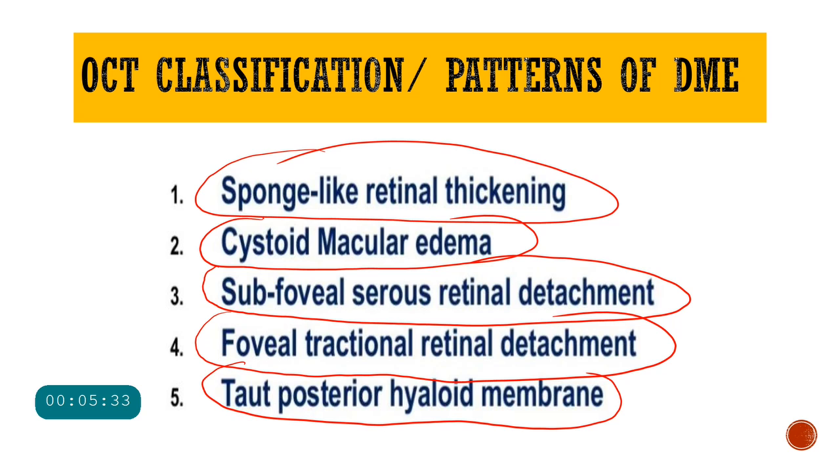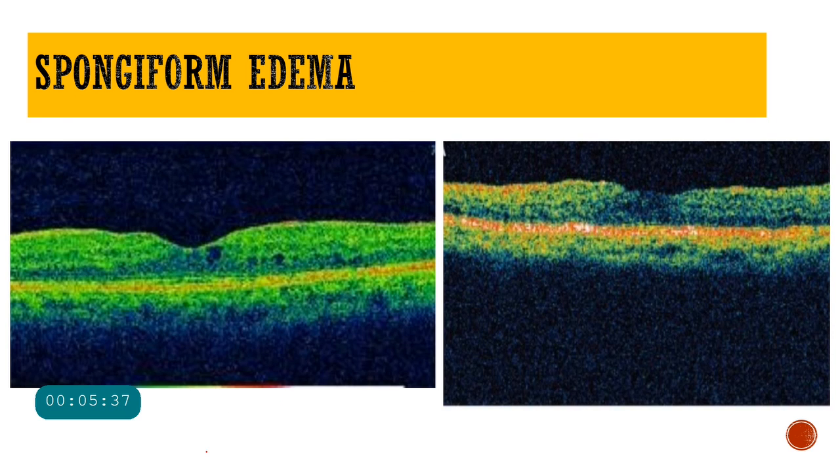So these are the 5 patterns of DME that you see on OCT. So what is meant by the spongiform edema? Just have a look at these two pictures. In both the pictures, you can see that the retinal thickness is more compared to the normal retina. If you see, this thickness is more. However, there are not many cysts which are present.